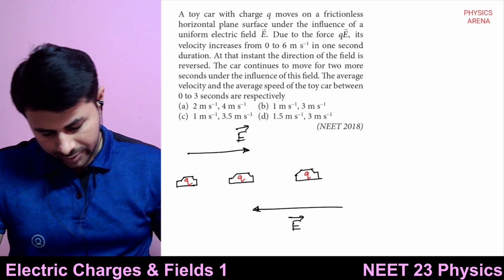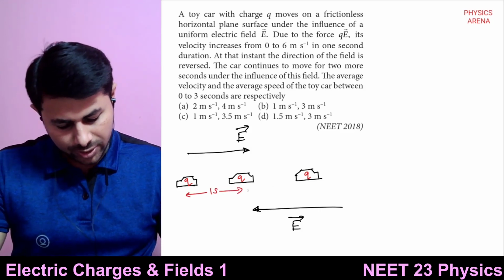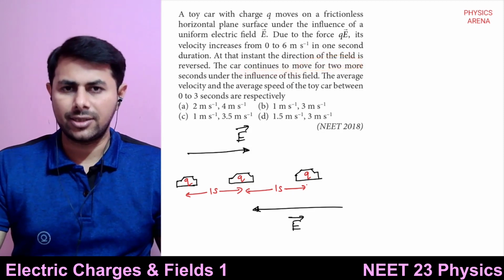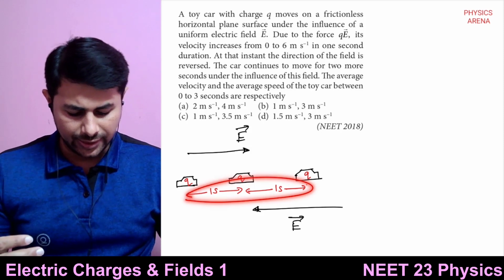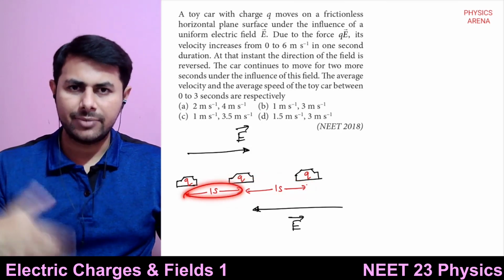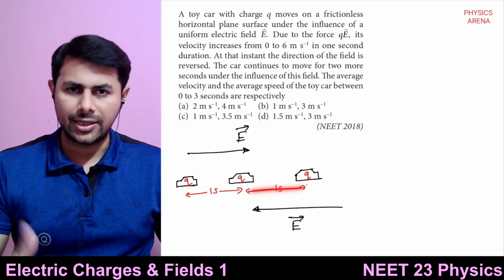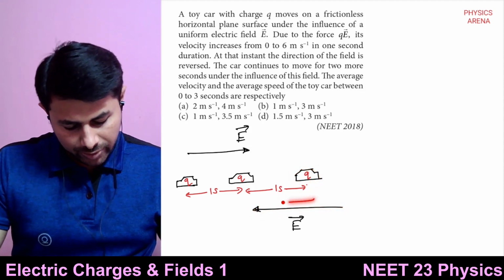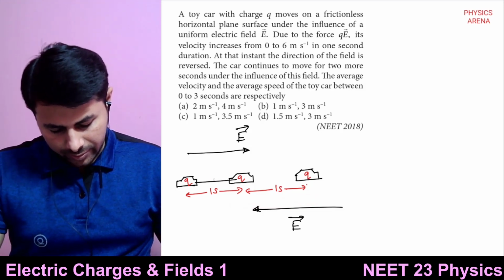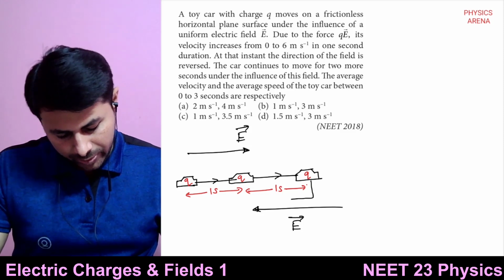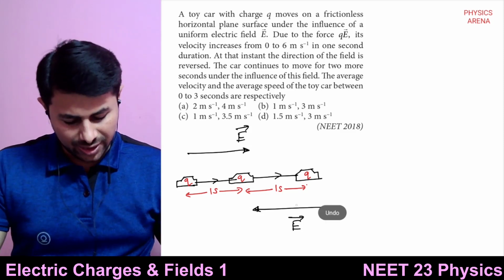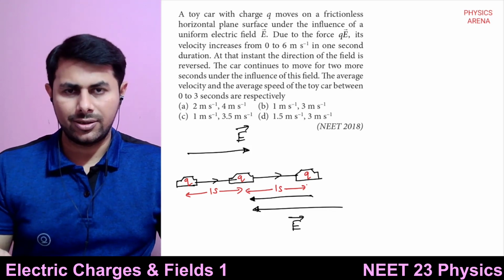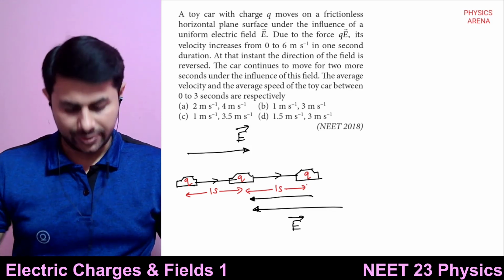This happened in 1 second, so this will again happen in 1 second. But it continues to move for 2 more seconds, as given. So after 1 second, it keeps on moving for 1 more second. Now it has stopped here, but the electric field is acting in the same direction. So it will not take a turn like this. It will move backwards from here to here. Again in 1 second, it will gain the same velocity. Got it?